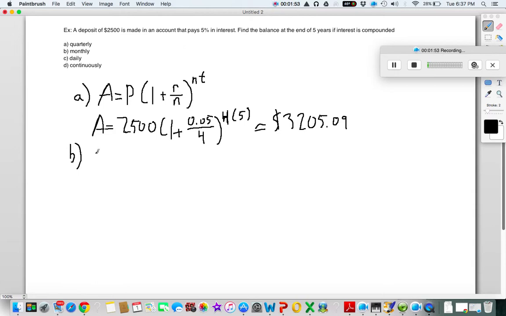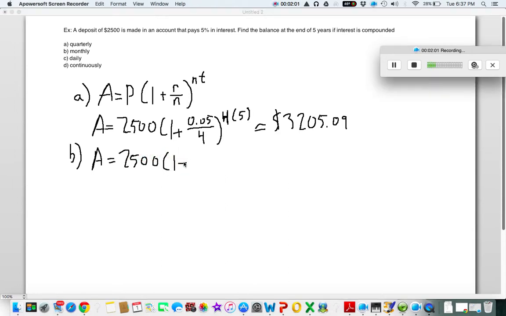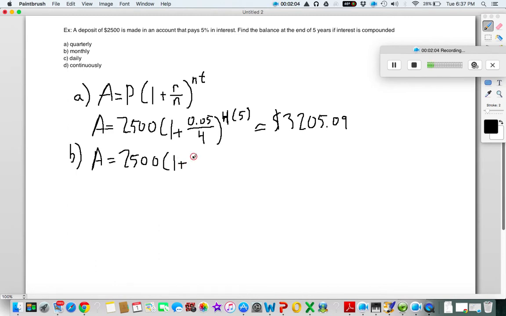If we do this monthly, same idea. The only thing that we're going to change is the number of times we compound our interest. In other words, the only thing we're going to change is our n value. If you do this monthly, how many months are there in a year? This is where the change is going to be. When we calculate the interest this way, we will get that after 5 years we will have $3,208.40 in our account.